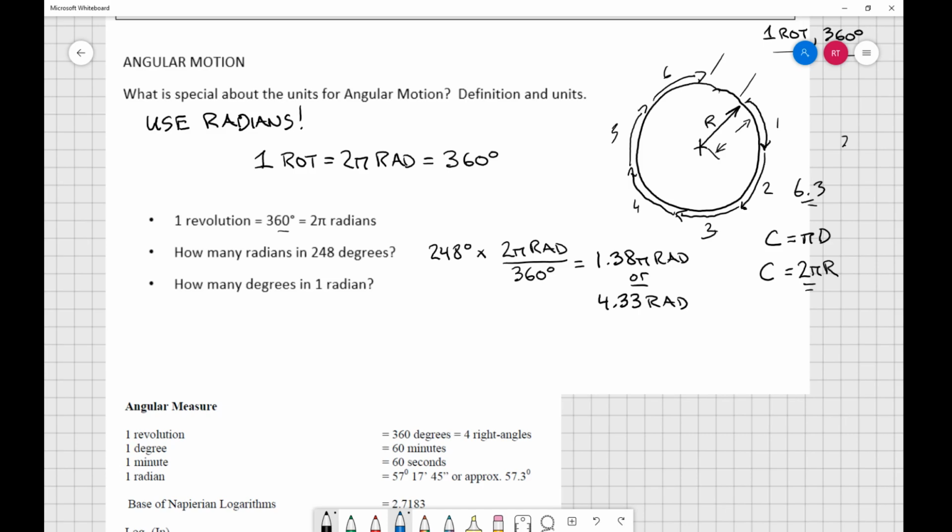If we want to convert how many degrees are in 1 radian: 1 radian times 360 degrees per rotation, which is worth 2 pi radians. Radians cancel out, which leaves me with about 57.3 degrees.